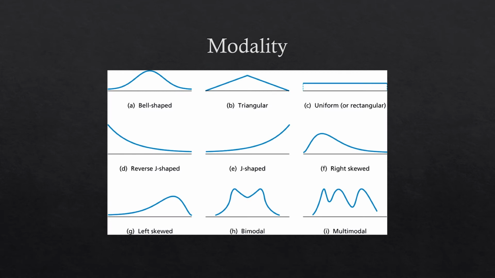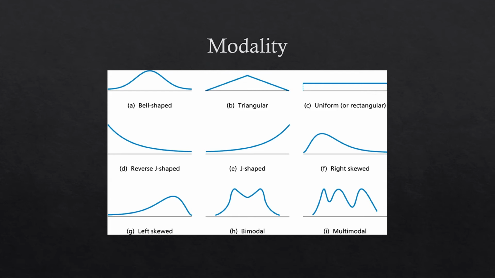So here's some modality. Notice that bell shape, triangular shape, uniform, reverse J, J, right skewed, and left skewed. These are all unimodal graphs. One peak. Now, there can be an argument, and I'll tell you about the uniform graph in a minute. But then we have bimodal and multimodal. That's what I mean when I say a bimodal graph has 2 peaks, multimodal has 3 or more.